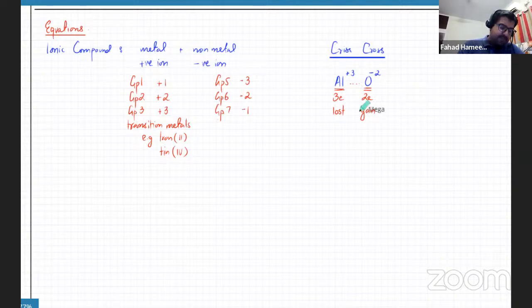So the crisscross method is a simple shortcut. If there's a 2 written over here, that means there's going to be 2 aluminiums, so a total of 6 electrons are lost. And if there's a 3 written over here, oxygen is going to be 3. With 3 oxygen atoms, the total electrons gained would also be 6, because 1 aluminium loses 3 electrons, so 2 aluminiums lose 6, and 1 oxygen gains 2 electrons, so 3 oxygens gain 6. Therefore, the formula is going to be Al2O3.